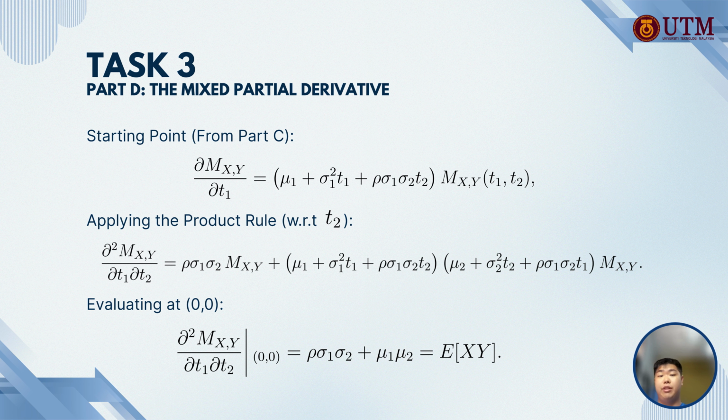We take our first derivative from the previous section and differentiate it again, this time with respect to t2. Because t2 appears in both the linear coefficient bracket and in the exponent of the MGF itself, we must apply the product rule. The derivative of the bracket isolates the rho, sigma 1, and sigma 2 term. The second half of the product rule pulls down a symmetric bracket containing the t2 coefficient. By evaluating our mixed derivative at t1 equals 0 and t2 equals 0, all the variable terms vanish. Since M_XY(0,0) is equal to 1, we are left with exactly rho sigma 1 sigma 2 plus mu1 mu2.